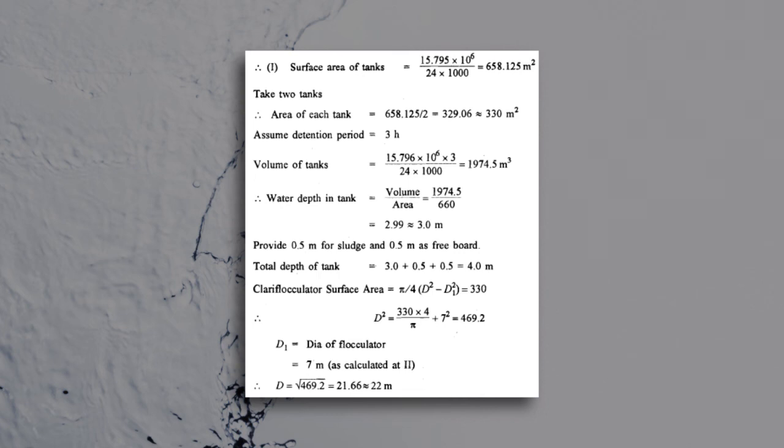Flocculator surface area is equal to π/4 × (D² − d1²). This is equal to 330. So the value of D² is equal to 469.2, where d1 is the diameter of the flocculator, 7 meter. So D is equal to 21.6, or approximately 22 meter.